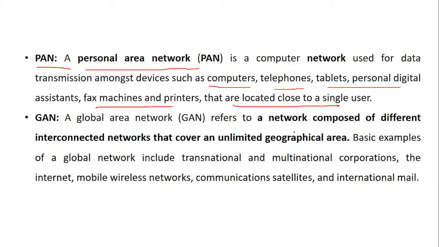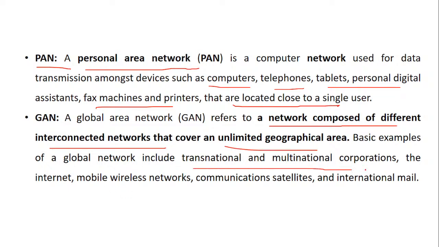And a global area network refers to a network composed of different interconnected networks that cover an unlimited geographical area. The examples can be transnational and multinational corporations, the internet, mobile wireless networks, communication satellites, or international mail. So all this can cover, or be a part of what? This can be a part of GAN.